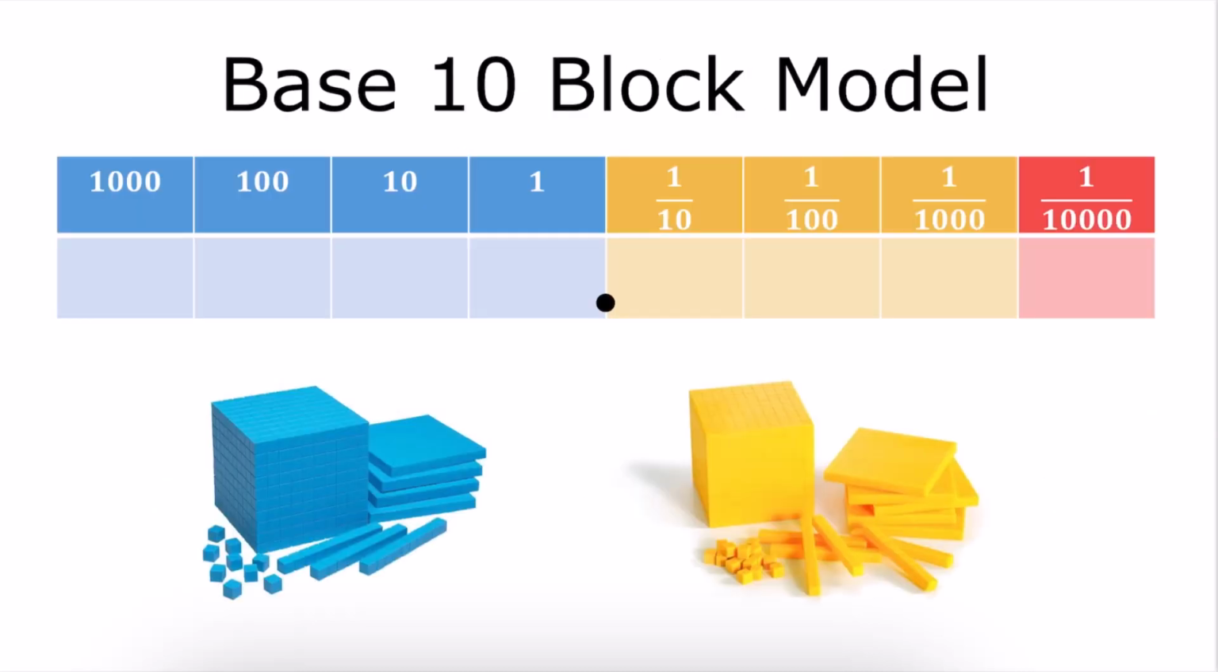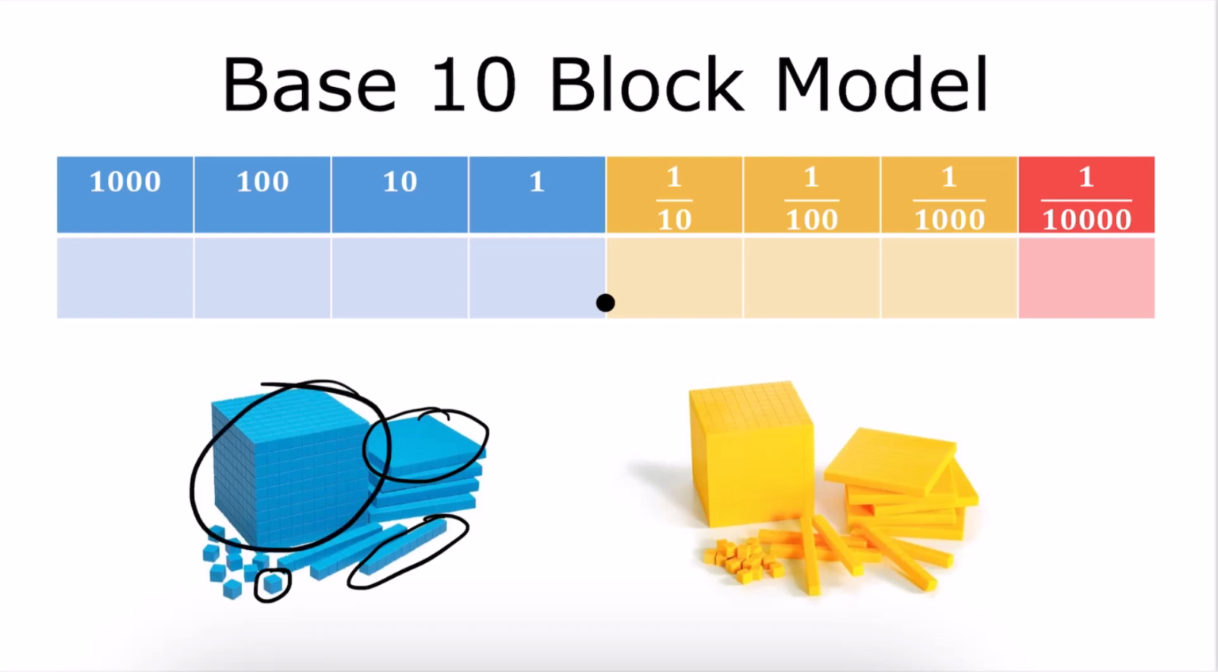And one way that you can model this is with base 10 blocks. So to do this, you would need at least two sets of base 10 blocks that are two different solid colors. So in this case, I'm going to use the blue blocks to represent whole numbers. So if I have 10 of my blue unit blocks, that makes a 10 block. 10 of those makes a hundreds block. 10 of those makes a thousands block.